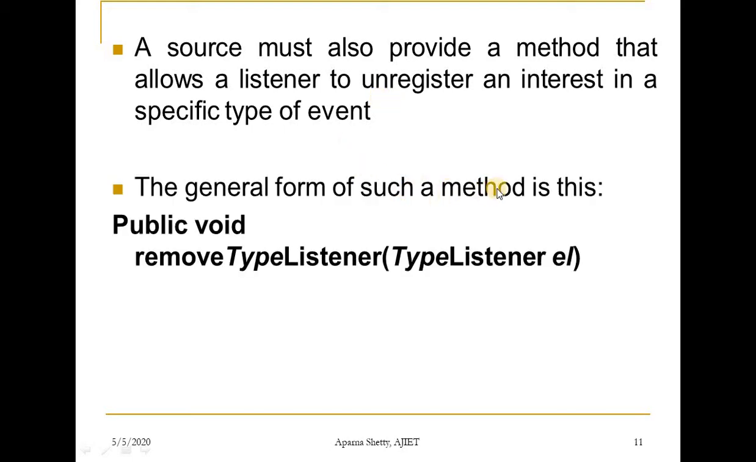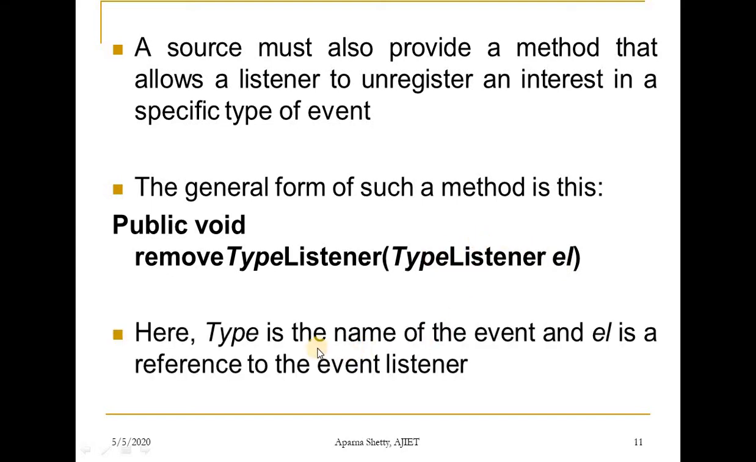The general form of such a method is public void remove type listener, and it takes a parameter that is an object of type listener, where type is the name of the event that you want to remove and EL is the reference to the event listener. So basically there are two methods: one method to add the type listener and one more method to remove the type listener.